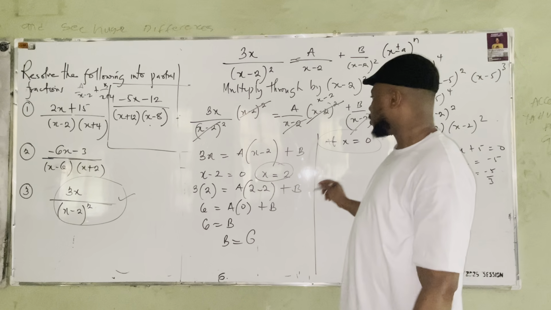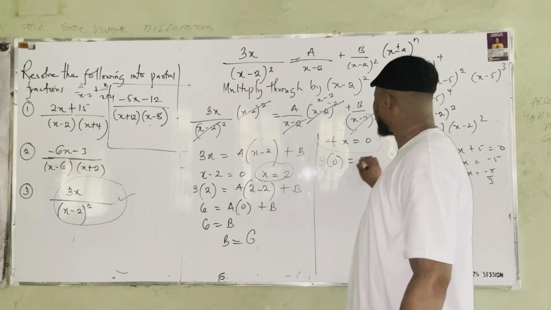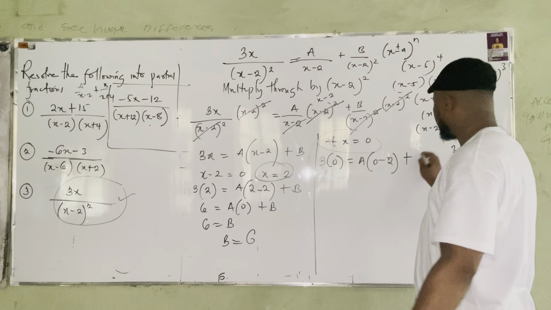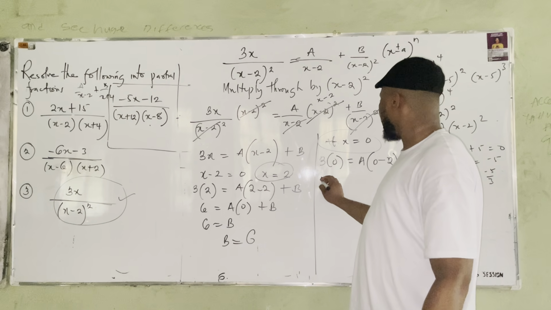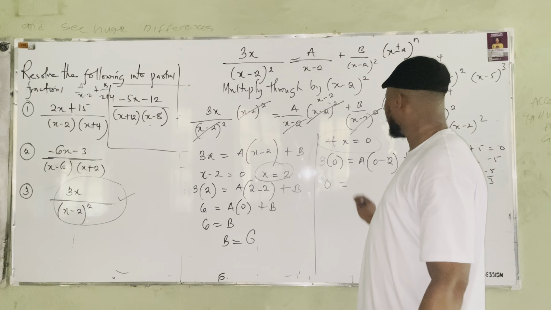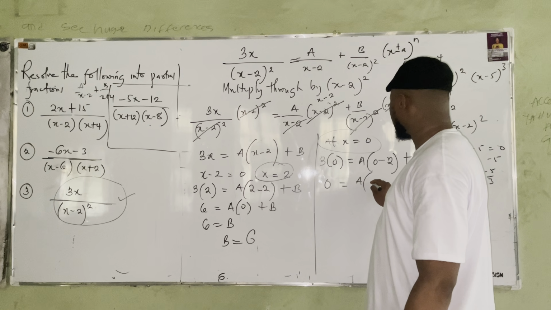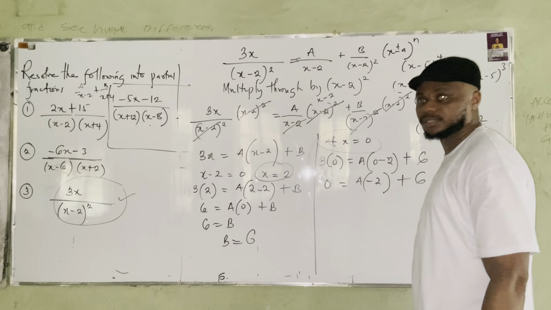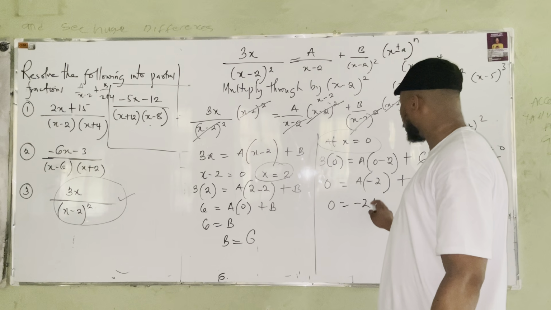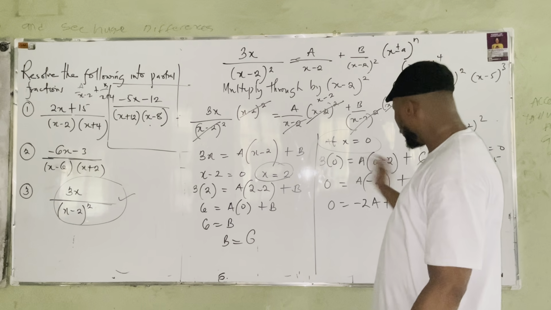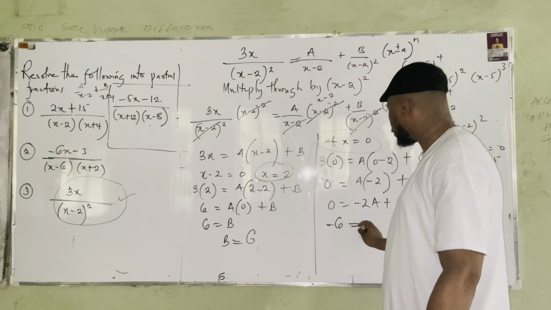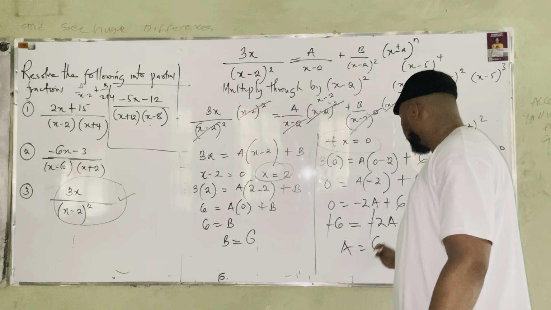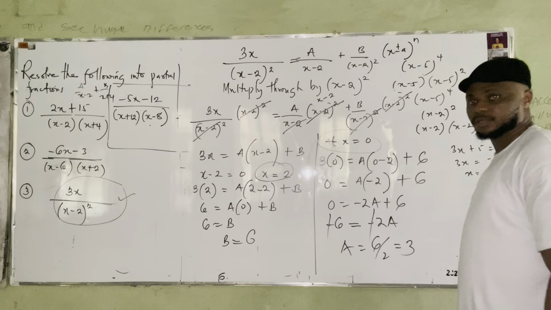So now you come here and say 3 times 0 equals a bracket 0 minus 2, plus, what is b? 6, right? Yes. So 3 times 0 is 0, right? Yes. 0 will be equal to a bracket, 0 minus 2 is minus 2, right? Yes. Plus 6. So 0 equals minus 2a plus 6. Move plus 6 over, this will be minus 6 equals minus 2a. Minus cancels minus. a will be 6 over 2, that will be 3.